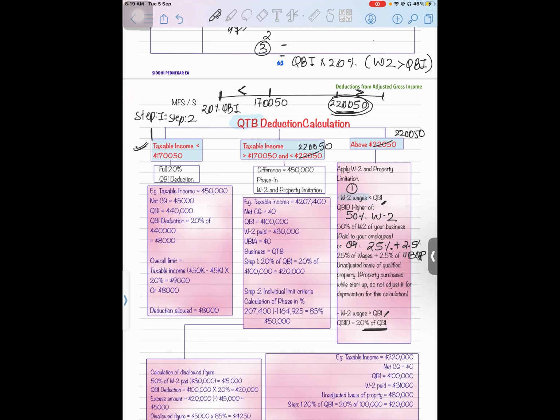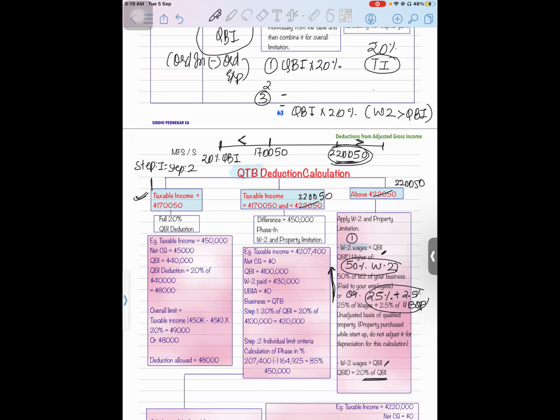Take 2.5% of that plus 25% of W2. These two will be compared with the other, whichever is higher. See guys, here it is higher. Whichever is higher will be your step 3 answer. So can I say here either 50% of W2 or 25% of W2 plus 2.5% of unadjusted basis of property.